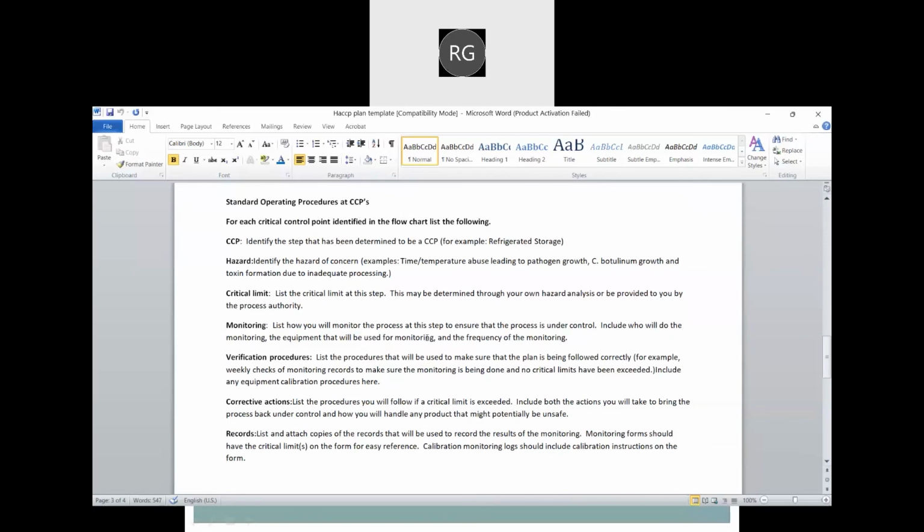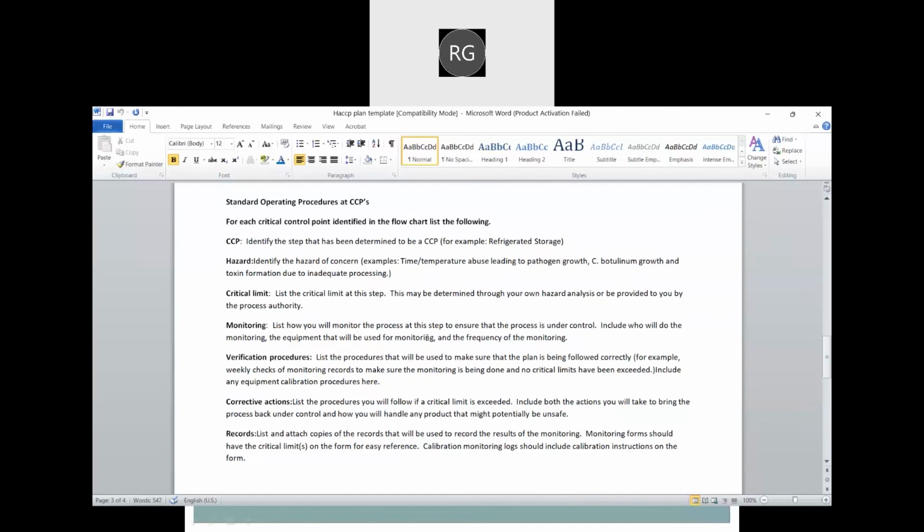Verification procedures: list the procedures that will be used to make sure that the plan is being followed correctly. For example, weekly checks of monitoring records to make sure the monitoring is being done and no critical limits have been exceeded. Include any equipment calibration procedures here.